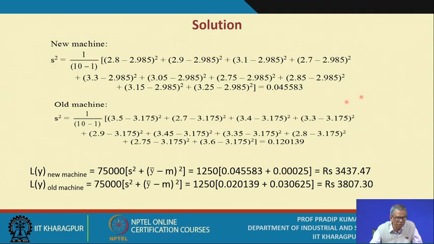So S square we have computed for the new machine with the given data points like this one, and similarly for the old machine. So these are the calculations we have made. That means the expected loss for the new machine is this one, and expected loss for the old machine is this one. Now what you can conclude, that obviously the old machine, the loss is more, that means significantly more than the new machine. So how do you say that this old machine loss is significantly more than the loss in the new machine? That you have to prove.